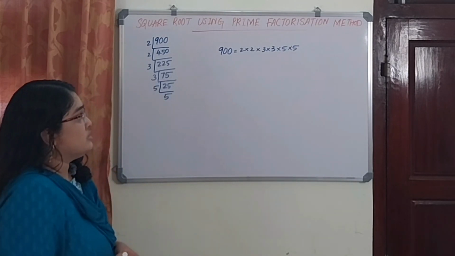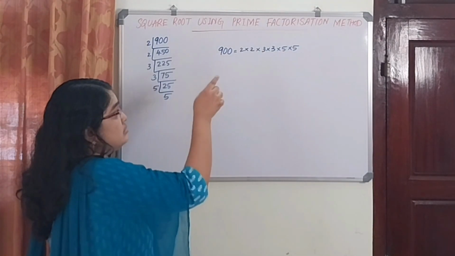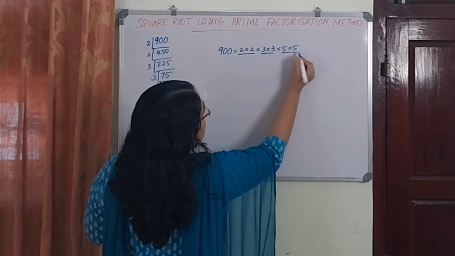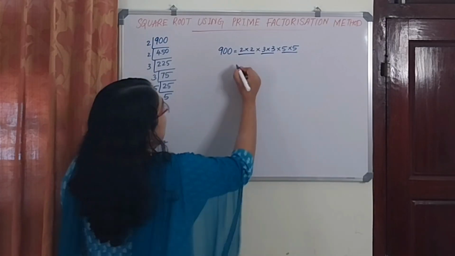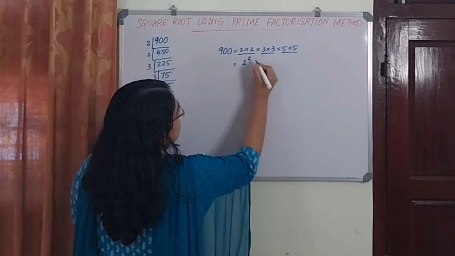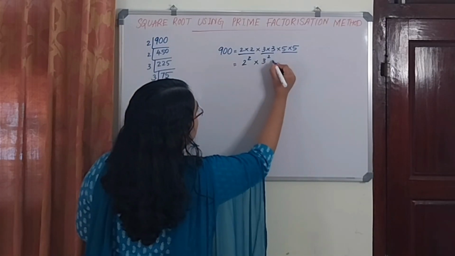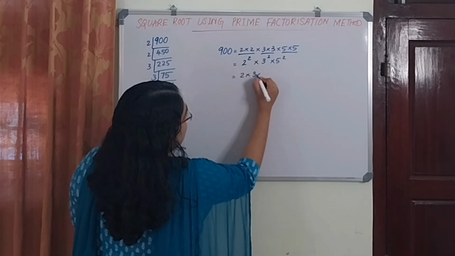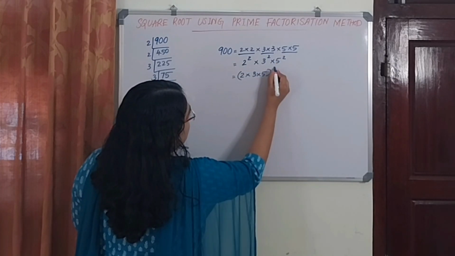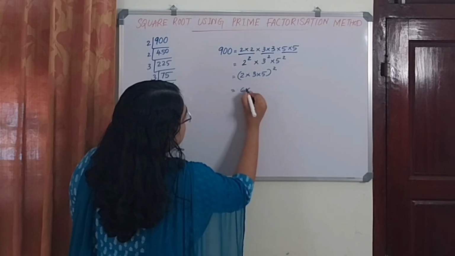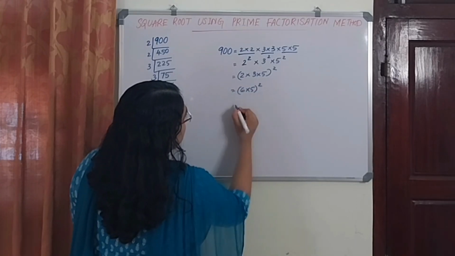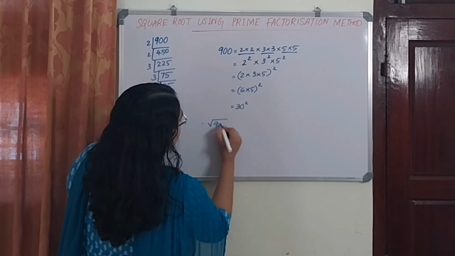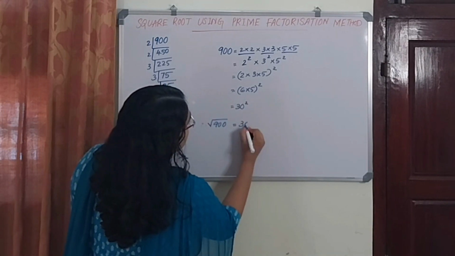The next step is to pair these prime factors like this. Yes, we have paired. Then we write it as exponents: 2 square into 3 square into 5 square. We can write it as 2 into 3 into 5 the whole square, that is 6 into 5 the whole square, that is 30 square. Therefore the square root of 900 equals 30.